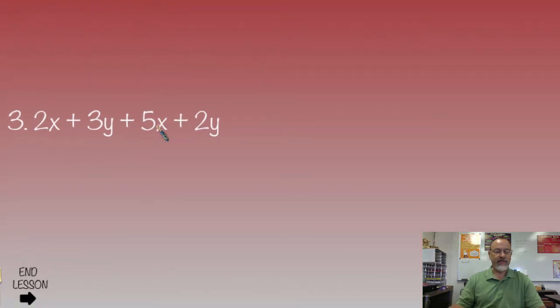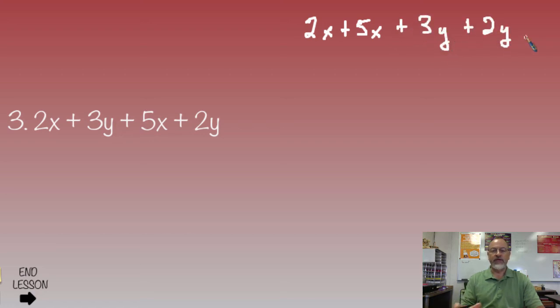I've got a 2x here and a 5x here, which are like terms because their variable factors are exactly the same. And I have a 3y and a 2y, which are like terms. So I'm going to use the commutative property and change these around so that my like terms are together. So I'm going to go up here and do this. And so I can put my 2x with my 5x, and then I can put my 3y with my 2y. So I've used the commutative property to put those together.